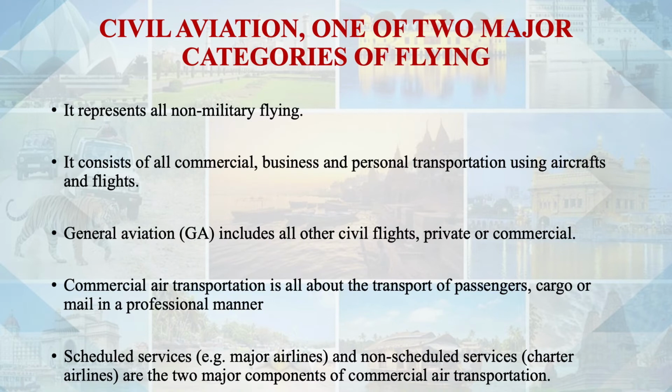Commercial aviation, when we see, we can have two different categories. One is scheduled commercial air transportation and the other one is non-scheduled commercial air transportation. We can also call them scheduled services and non-scheduled services. These are the two major components of commercial air transportation. Scheduled services itself, we can understand what is the meaning of that.